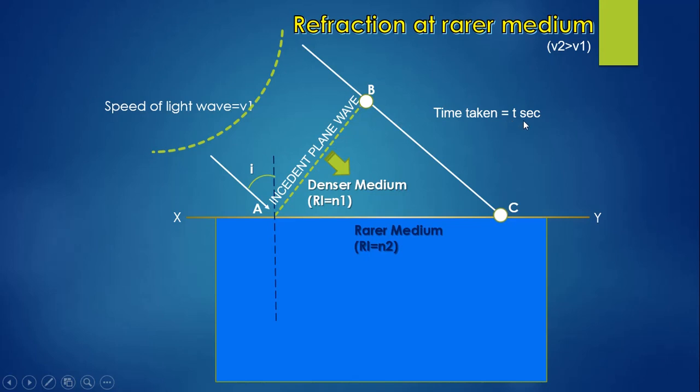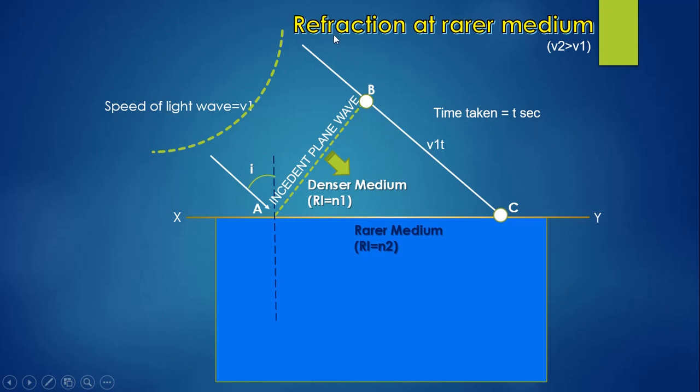We have to assume that it has taken t seconds to travel from B to C. We have the speed v1, because with this speed only it is traveling from B to C. The time duration is t seconds. Just multiply speed and time duration, and you get the distance v1 into t.